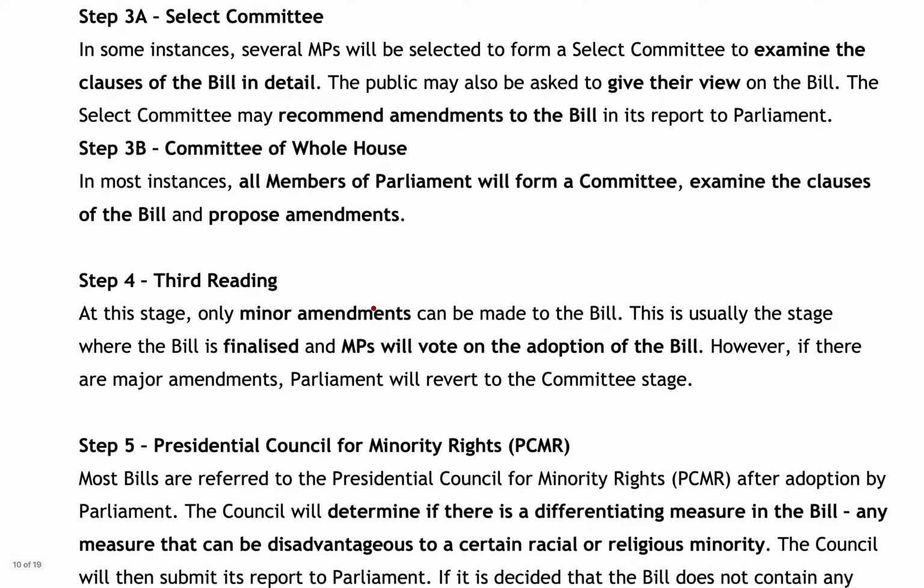So after committee stage comes third reading. Step 4, third reading. This is when the final bill, the final document, is already drafted. Usually nobody will request any amendments, only minor things like a grammar problem. These can be amended, but this is the stage where the bill is finalized and MPs will vote on adoption. If there are major amendments, then it has to go back to the previous stage.